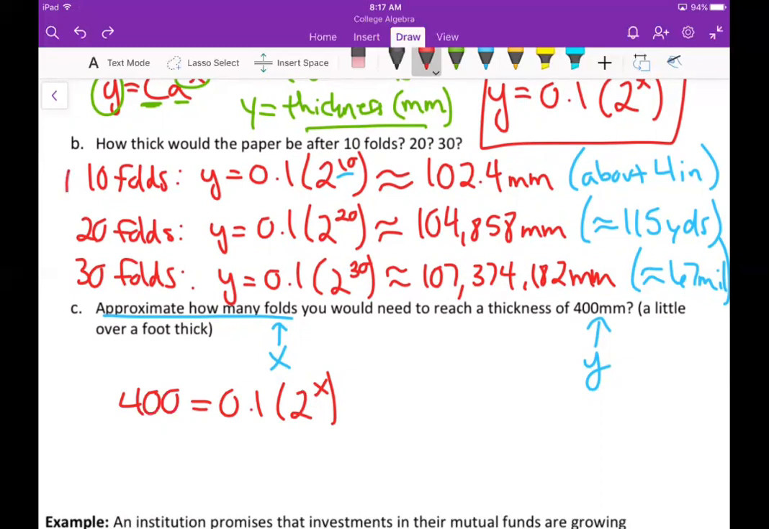We just tested some number of folds. We just tested and saw that 10 folds got us to 102.4 millimeters, and that 20 folds was way higher than the 400 we would like. So we're going to use this information to give us a place to start. So always just test a value for x and give yourself a place to start.